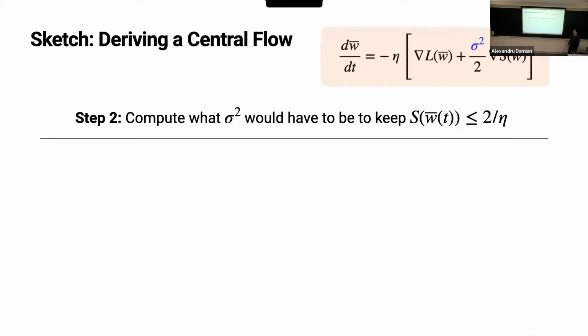So step 2 is, what is sigma squared? And this is now an easy calculation because we have this extra condition that we need the sharpness to be less than 2 over eta. And in fact, when we hit edge of stability, the sharpness is exactly 2 over eta.